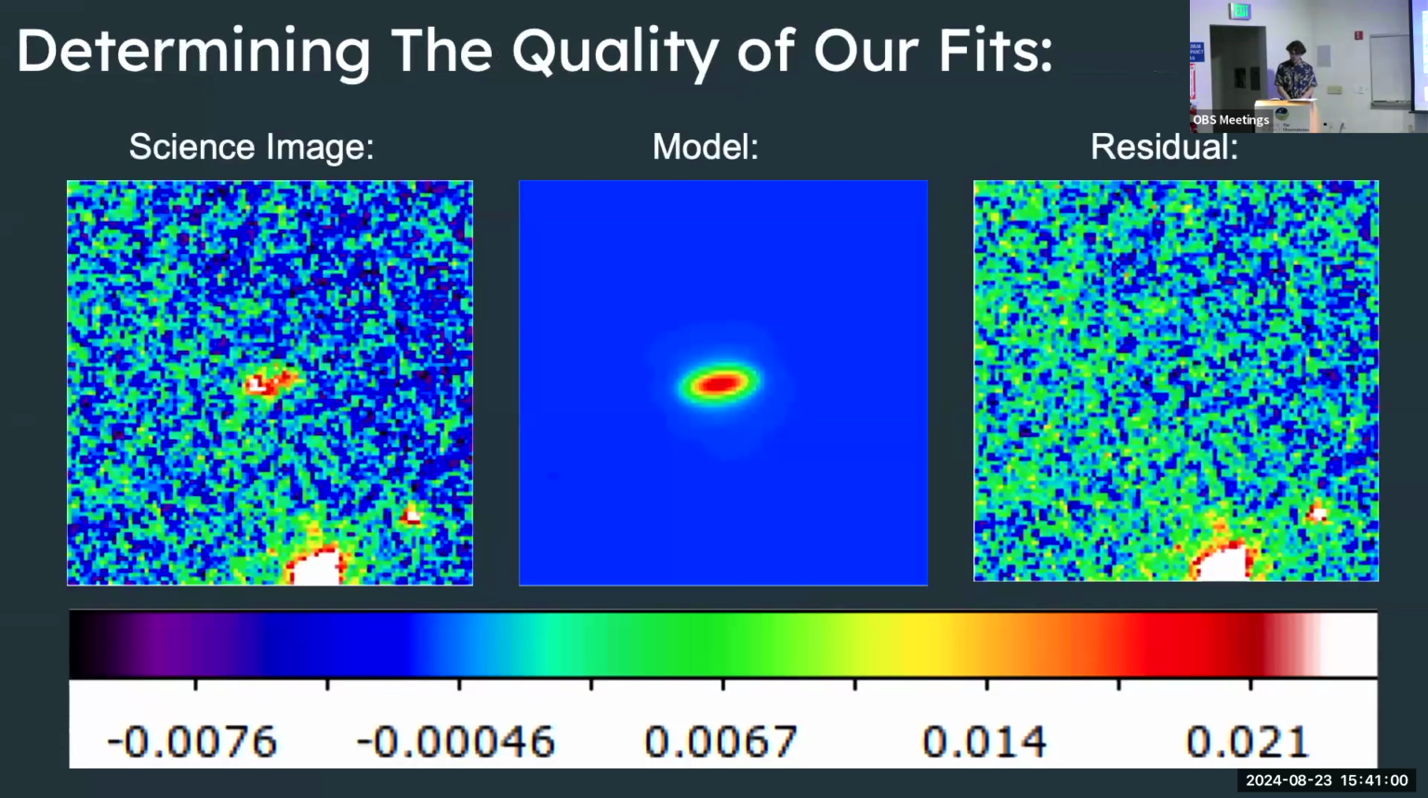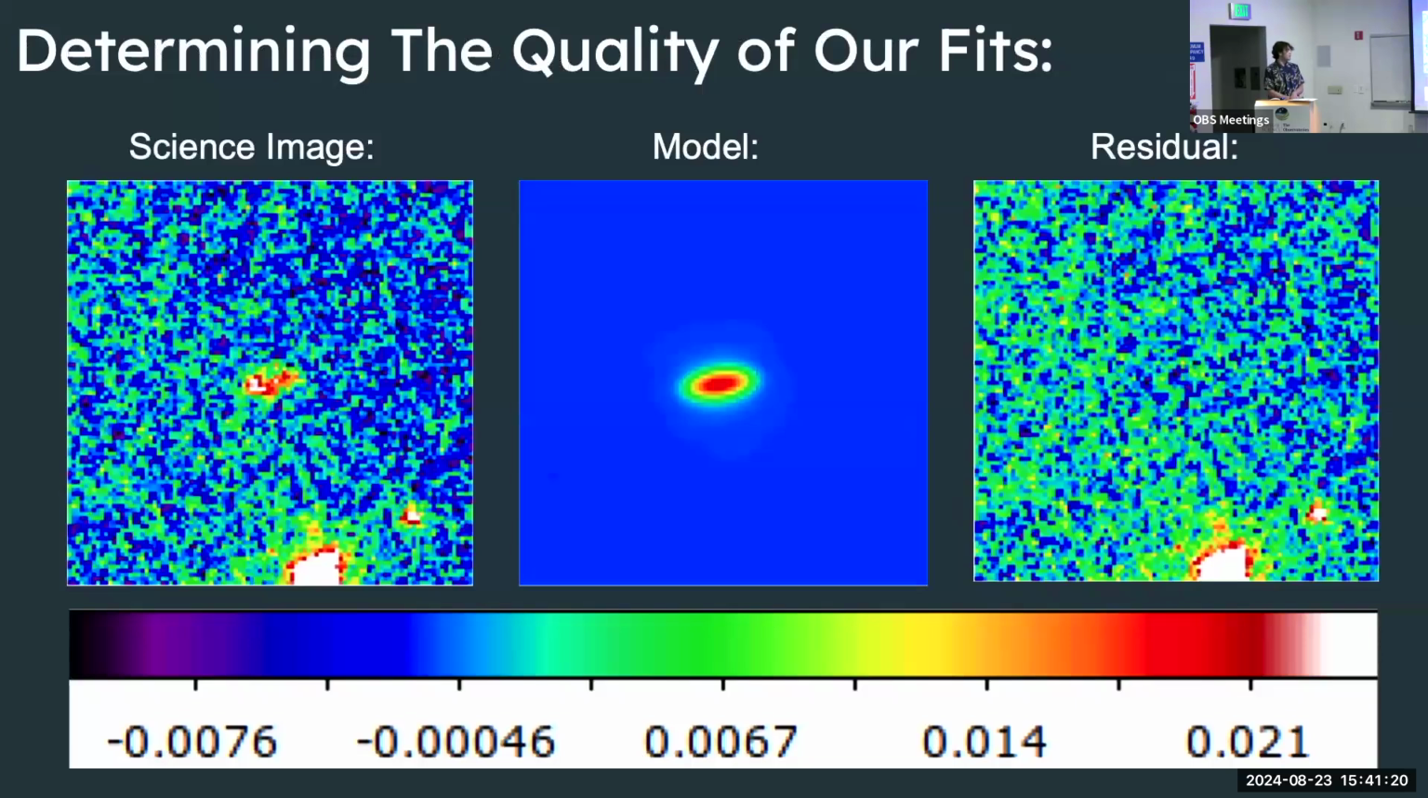Nevertheless, after we perform a fit, we want to determine whether our Sersic profile or model is accurately describing the light of our galaxy. And for that, we turn to three images. We turn to the science image, the model image, and the residual image. The residual image is one of the more important of the two because it helps us to understand how well our model fits into the original space of our galaxy in the science image.